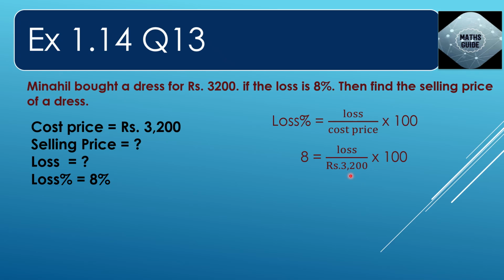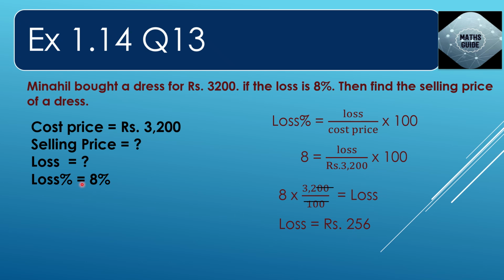First of all, we move this rupees 3,200 to this side, and as it is divided on the right hand side, it will be multiplied by 8 on the left hand side. So when it is multiplied by 8, we get 8 into 3,200, and this 100 will be divided on this side. As here it is being multiplied, on the other side it will divide. Here we can solve this side to find out the loss. After solving this side, we get 256. So the loss is 256.